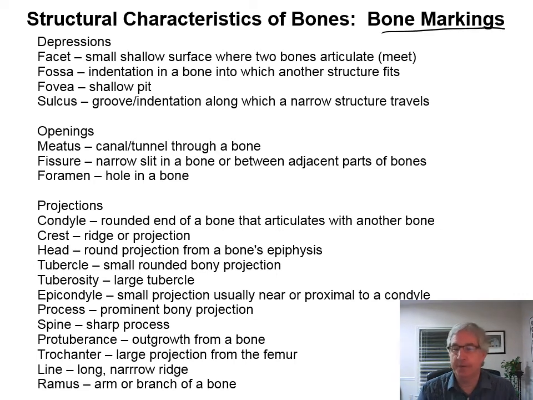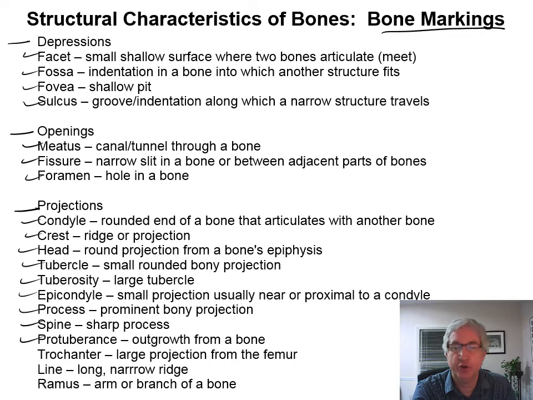These are things like a divot in a bone, a little cavity in a bone, or things that project off a bone, or rounded parts of bones. That's what all these bone markings are. These are structural characteristics: you have depressions, openings, and projections. There's a facet, a fossa, fovea, and a sulcus. I'm just going through and reading these so you hear the words. Openings are meatus, fissure, foramen. Projections are condyle, crest, head, tubercle, tuberosity, epicondyle, process, spine, protuberance, trochanter, line, and ramus.